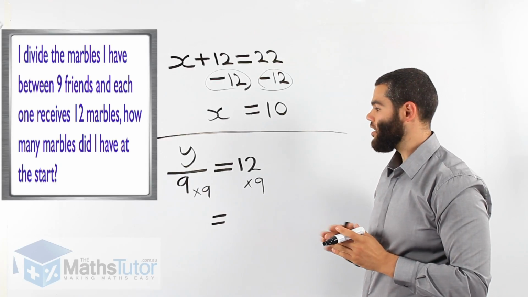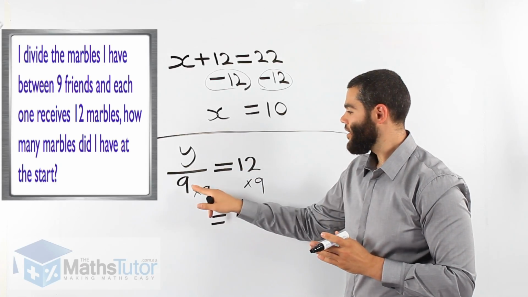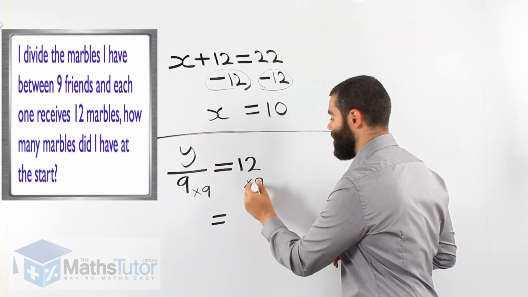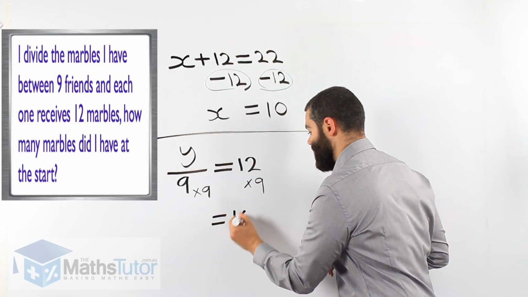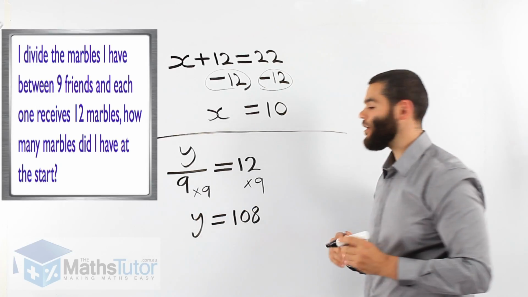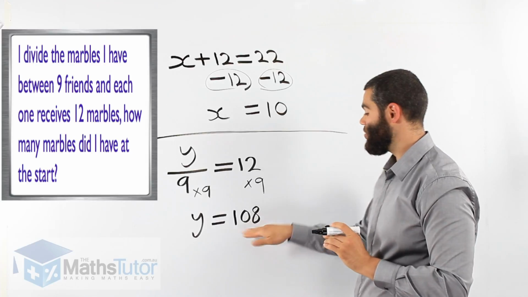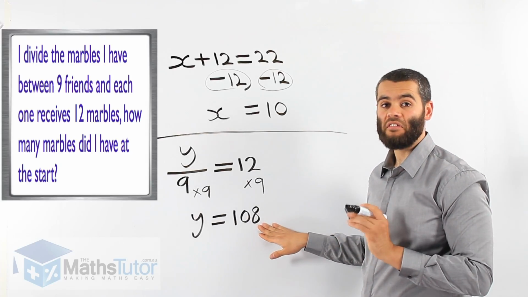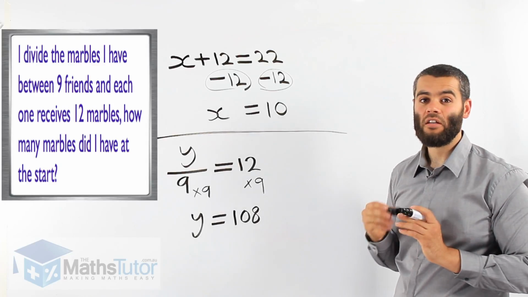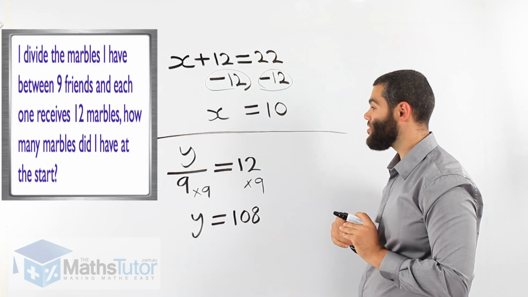Y over 9 equals 12. Then 9 times 9 is gone, they cancel each other out. And 12 times 9 we know is 108. And so y equals 108. I had 108 marbles at the start. Divided by 9 of my friends, each one is going to get 12 marbles each.